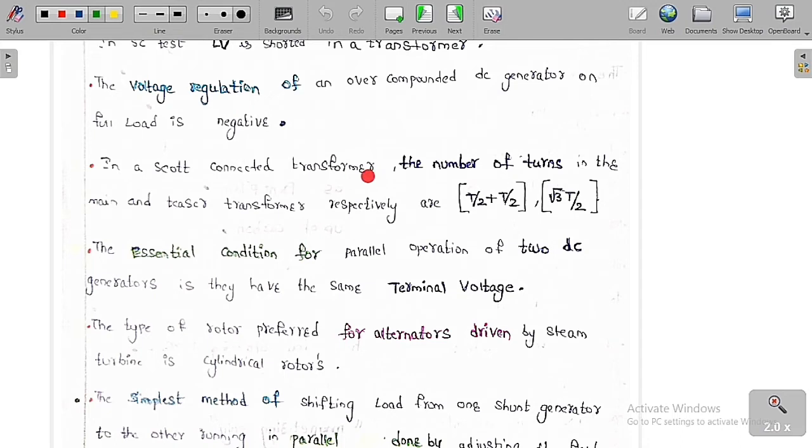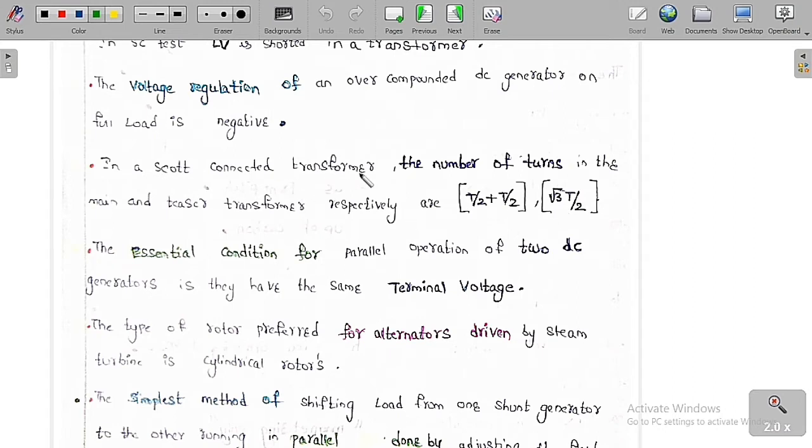In a Scott connected transformer, the number of turns in the main and the teaser transformers respectively are? See, the primary winding of the main transformer has turns T/2 plus T/2, and the primary winding of the teaser transformer will have √3 × T/2. So this is a very important point here.